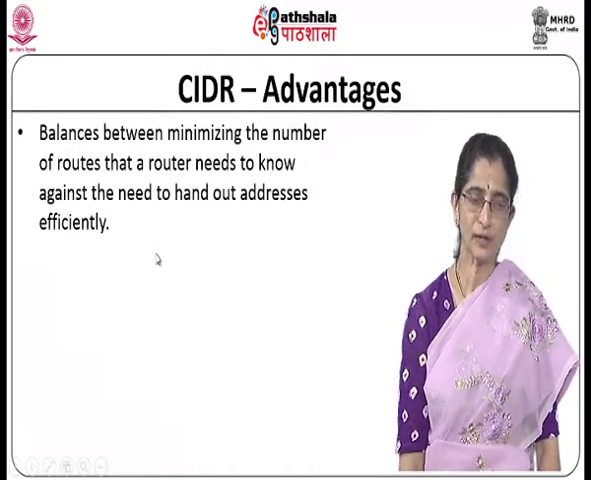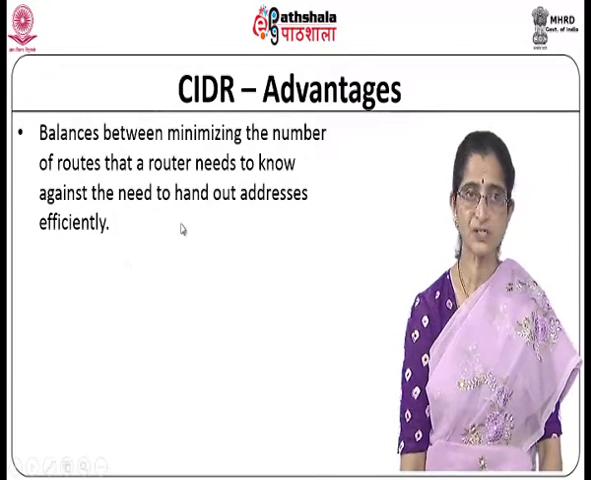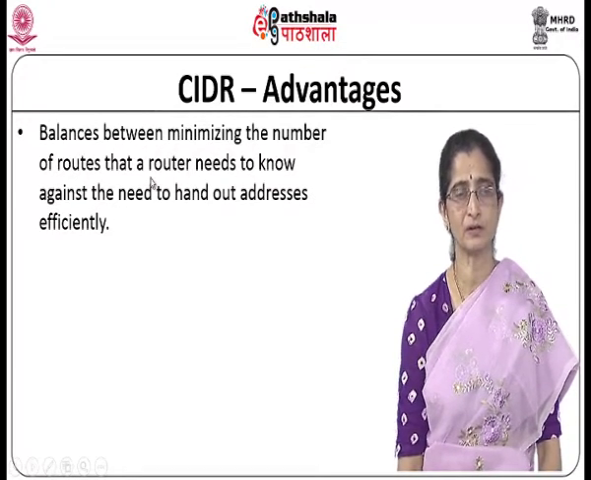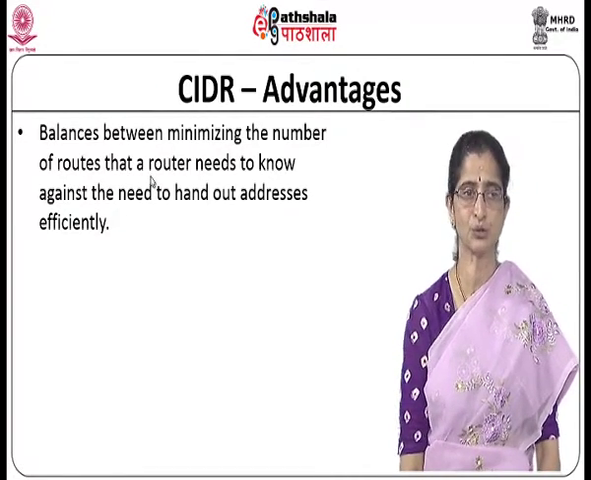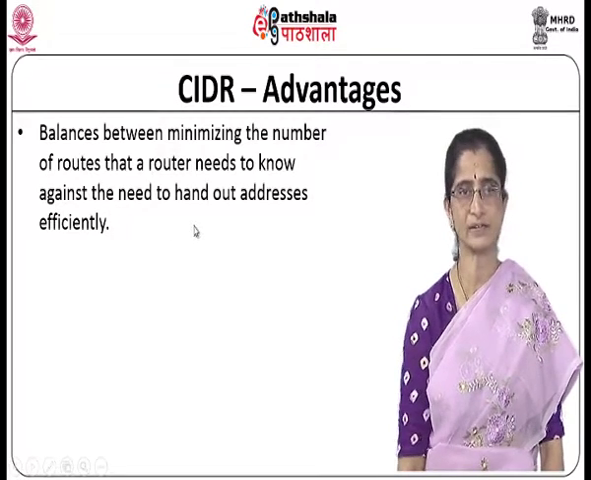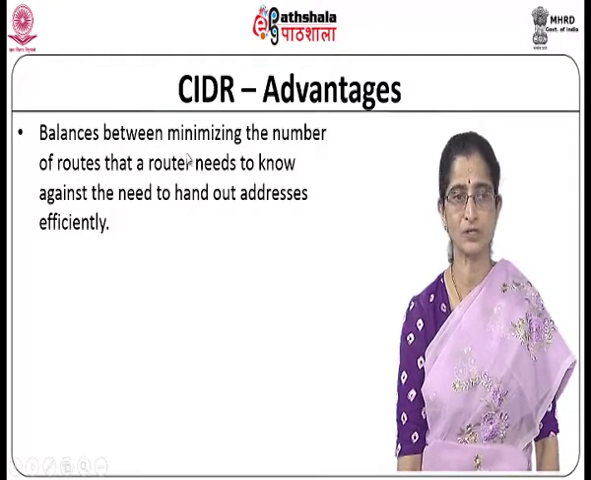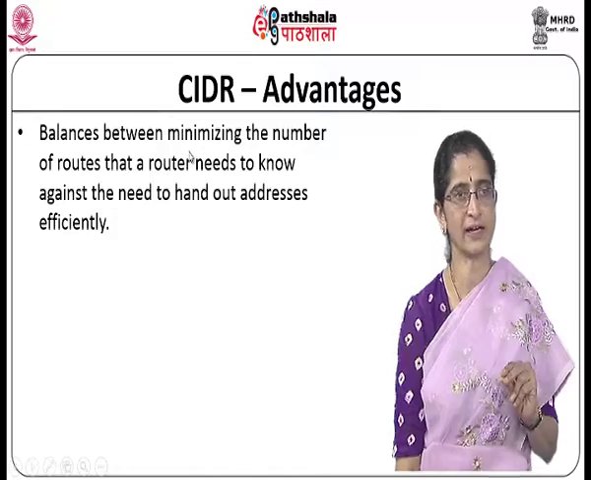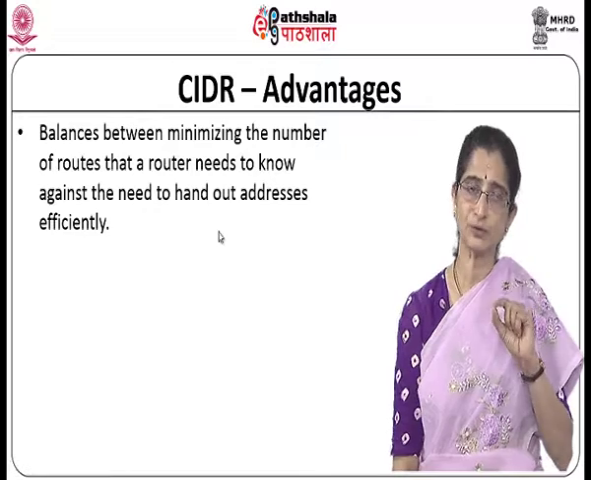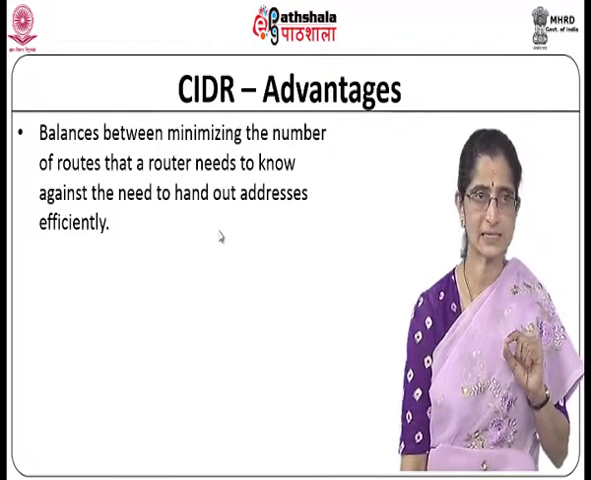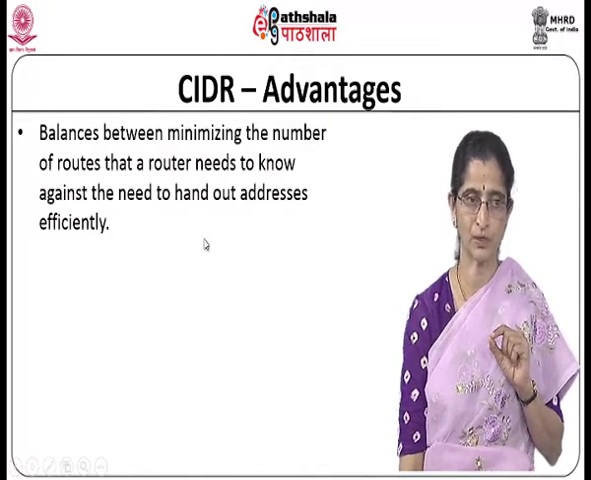Okay, so if you look at this classless addressing mechanism, you will see that there are a number of advantages that we will get. First is that it will minimize the number of entries in a router, and also minimize the number of routes that a router needs to know, against the need to hand out addresses efficiently. Rather, it balances these two different goals that we had. We saw that we need to reduce the number of entries in the router, and we also would like to have good address efficiency. Both of these we are trying to achieve with this classless addressing scheme, and this is called CIDR, the classless inter-domain routing mechanism.